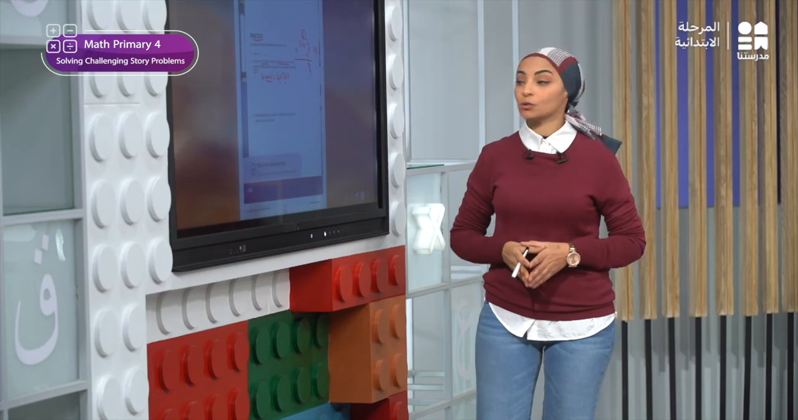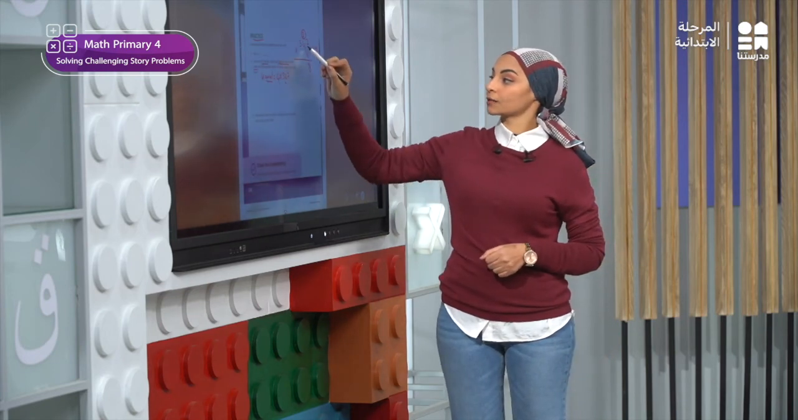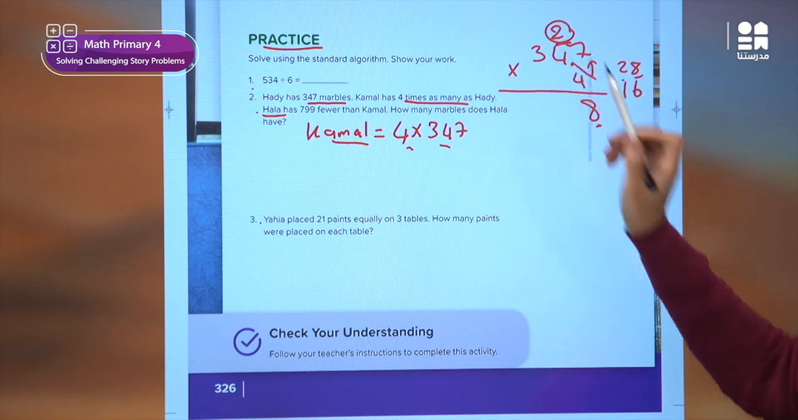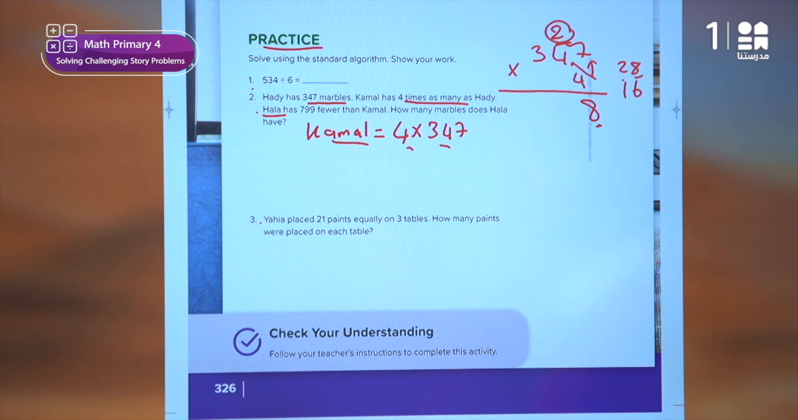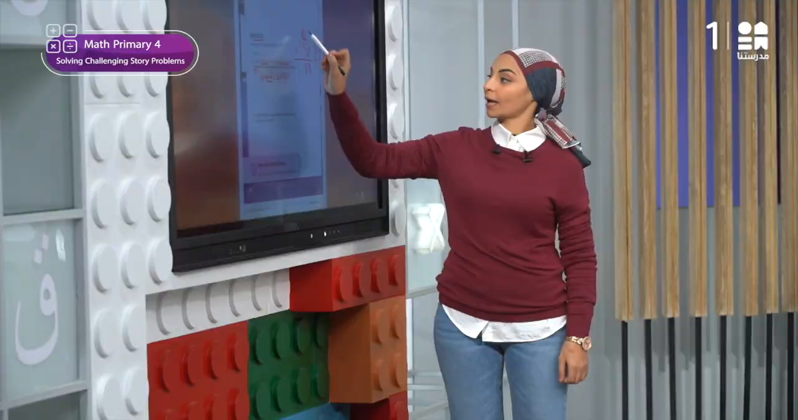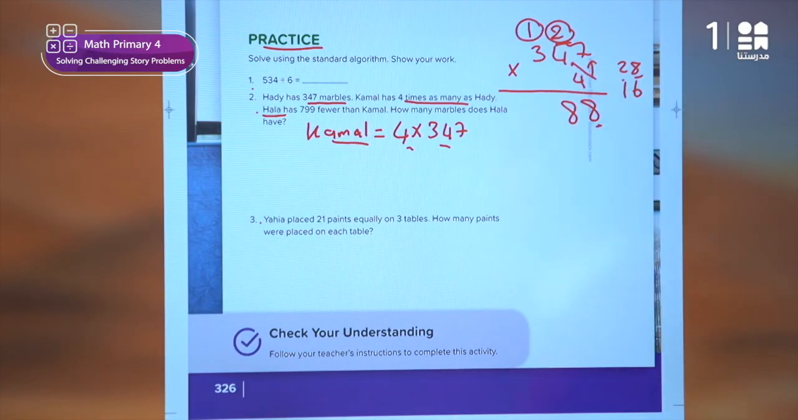Then what should I do? I will multiply 4 times 4. Here 4 times 4 equals what? Of course, 4 times 4 is 16. And don't forget to add the 2. 16 plus 2 gives me 18. Again, I will put the 8 down and carry up 1 on the 100 place.